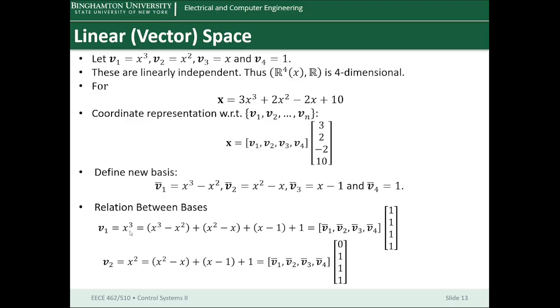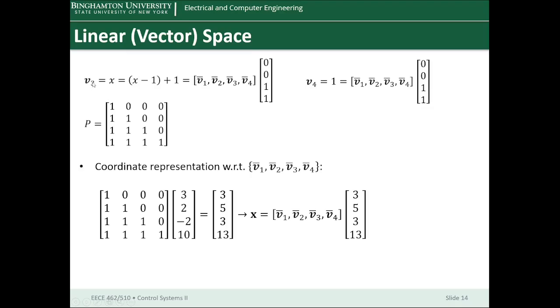The coordinate representation of v1 is easily this one with respect to v bar 1 to v bar 4. And the coordinate representation of v2 is equal to this vector with respect to v bar 1 to v bar 4. And we also have v3 and v4. Now we can define the change of basis matrix P. Just put these vectors in each column of P.